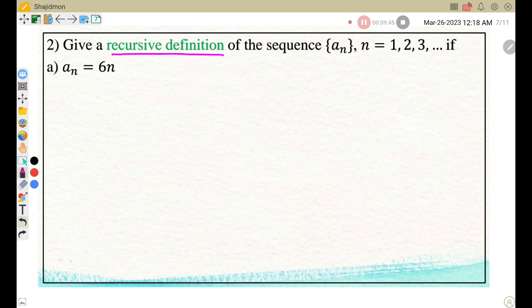Give a recursive definition of the sequence a sub n, where n equals 1, 2, 3, etc., if a sub n equals 6n. We need to write the recursive definition. This is the important idea here. So we will do this question in two ways. First I am doing it in method 1.